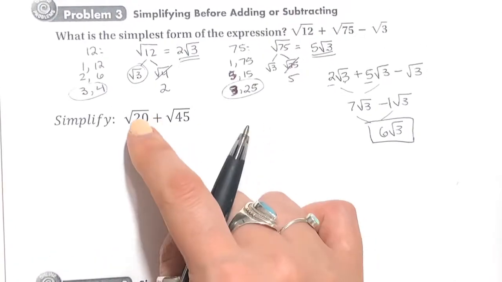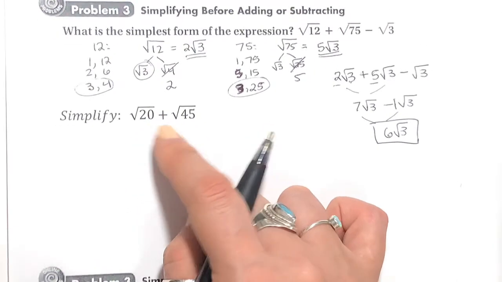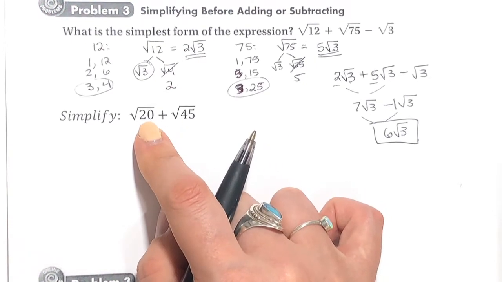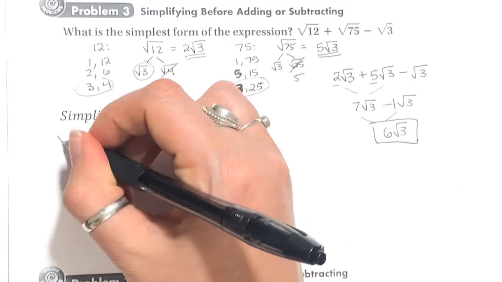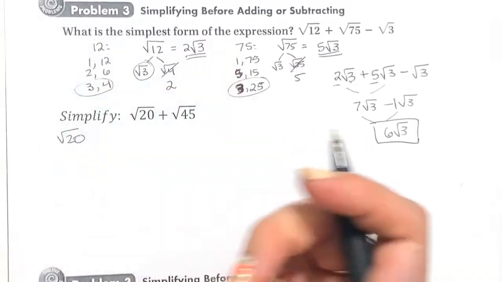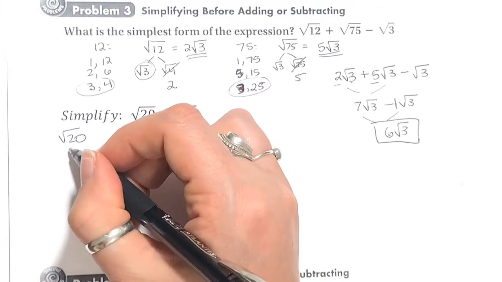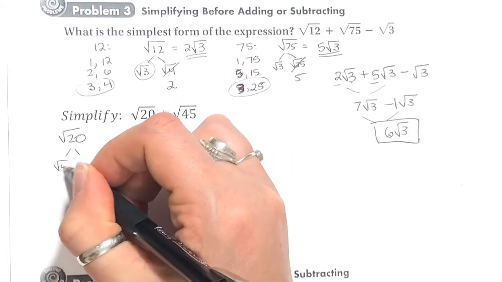So let's try this one. Again, first just looking at it, you might think you can't do anything. But if the number can simplify, you want to try. So let's look at our square root of 20. I can do 1 and 20, 2 and 10, 4 and 5. Well, 4 and 5, the square root of 4 is a perfect square.